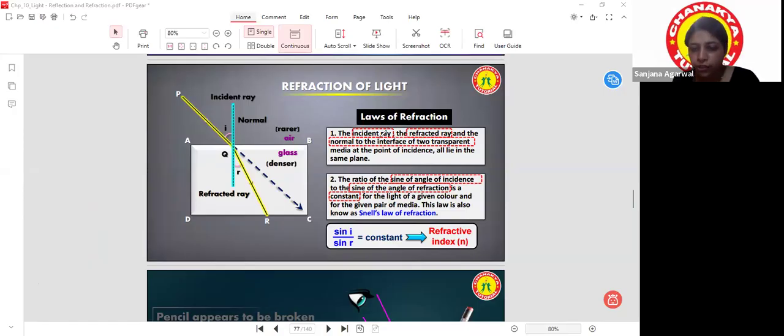Laws of refraction say the incident ray, the refracted ray, and the normal to the interface of two transparent media lie in the same plane. And the important ratio: the ratio of sine of angle of incidence to sine of angle of refraction is a constant, and that constant is known as the refractive index. But this is for light of a given color and for a given pair of media, meaning this is comparative, depending upon which is rarer and which is denser. This law is also known as Snell's law of refraction.